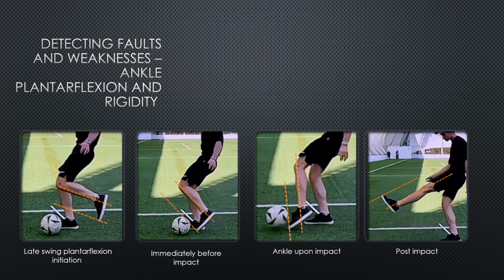Next, we have ankle plantar flexion in relation to the tibia. We can see here that the ankle joint is in slight plantar flexion approaching the ball, and it maintains this up until impact, where the degree of dorsiflexion and the change of angle, rather the change of foot position, is significantly noticeable. After impact, however, it returns into a natural dorsiflex position, as is illustrated by the photos.